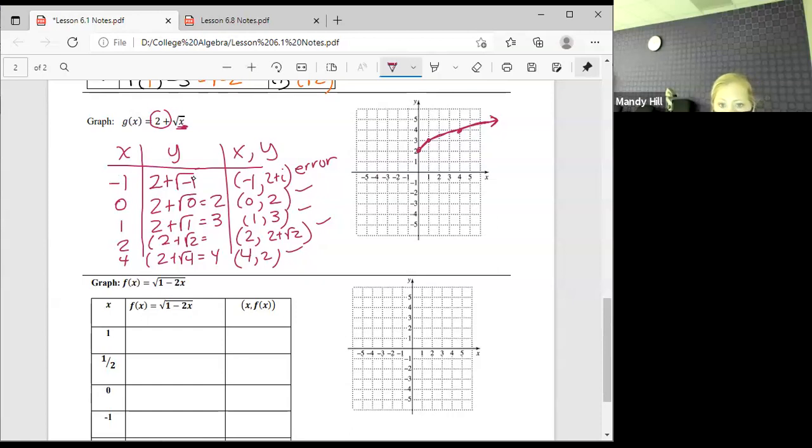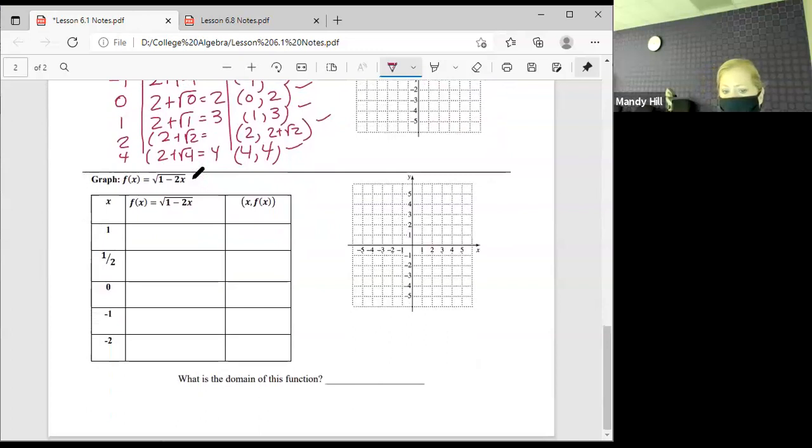Oh, this needs to be 4, 4. Thank you. Yeah, because this is 2 plus the square root of 4, which is 2, and I put it right here. I guess I just didn't. 4, 4. Thank you for fixing that for me. Is everybody okay with this?